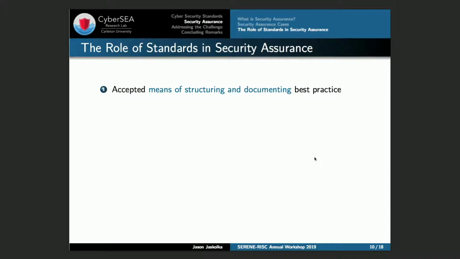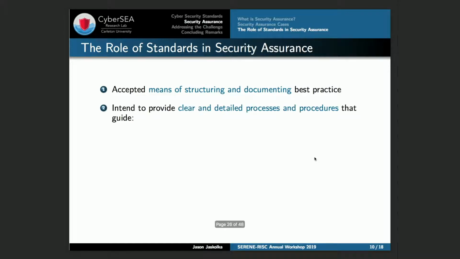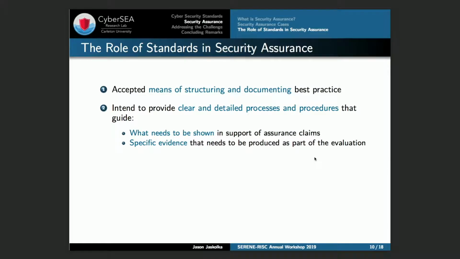So when we think about how standards play a role in this security assurance process, standards are designed to be those accepted means of structuring and documenting our best practice. So what that means is that they actually have an intention to provide clear and detailed processes and procedures that will help us to determine what actually needs to be shown in support of your assurance claims and what's the specific evidence that would need to be provided as part of an evaluation of that argument. Not all standards actually provide this in as clear and detailed a way as we would hope.